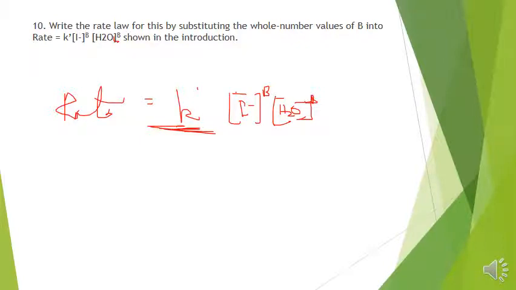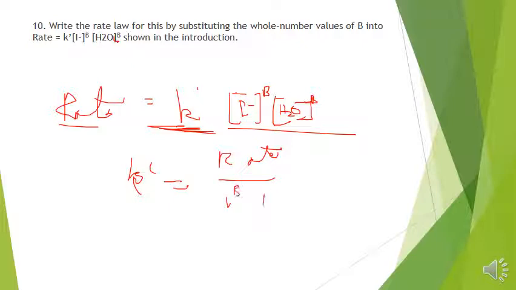Okay, so K prime is easy to find. You just take rate. K prime is going to equal rate divided by these two values here. So for each trial, you're going to have rate divided by the I to its B power and the H2O2 to its B power. For all 7 trials, you're going to figure out this K.